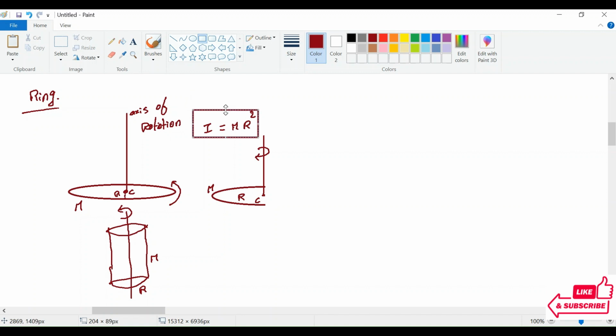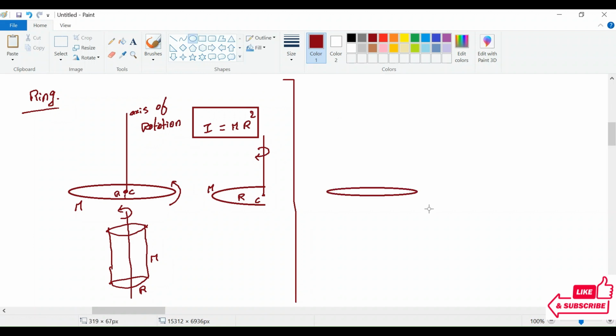Okay, clear? Now the ring is clear, right? Ring formula is mr square. Now if it is a disc, what is the difference between a ring and a disc? Think of a CD disc, did you see one any time? It is solid, it has area.